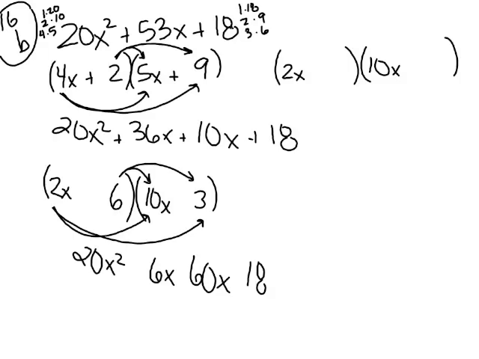Is there any way we can figure this out? What's 18 times 2? 36 plus 10, 46, that doesn't get us there. And then 18 times 10 is 180, that one won't work. 9 and 2, 9 times 2 is 18, plus 20, that still doesn't work.